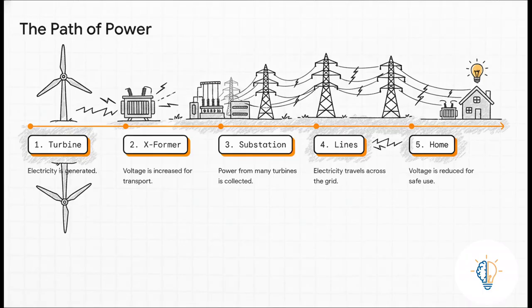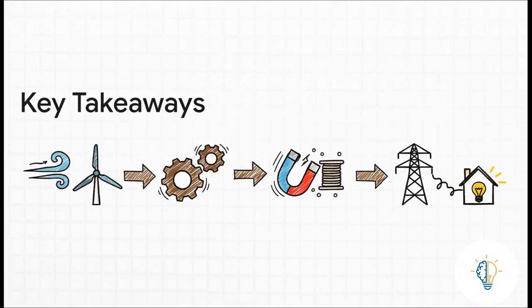So here's the final leg of the journey. The power gets made in the turbine's generator. It then goes down to a transformer at the base, which boosts the voltage up super high for travel. From there, it goes to a substation, where it joins up with power from all the other turbines. Then it zips across the country on high-voltage power lines. And finally, right before it gets to your neighborhood, another transformer steps the voltage back down to a safe level for your home.